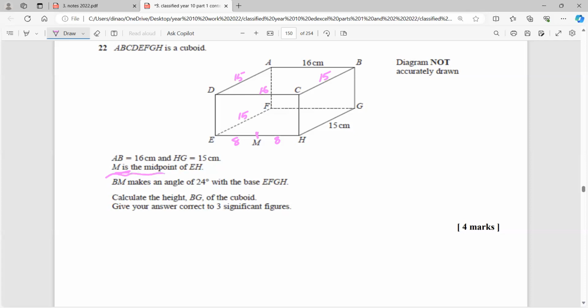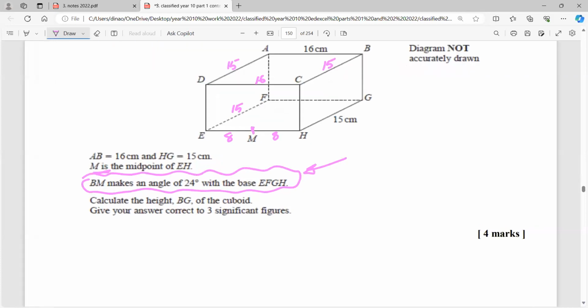Now let's look at the question here and what is the difference between this question and the previous one. All I want to tell you is that the 3D trigonometry questions are almost all the same. It all depends on your construction, and the construction is all similar, there is no difference. Here it says BM makes an angle of 24 with the base. So the examiner gave me the angle.